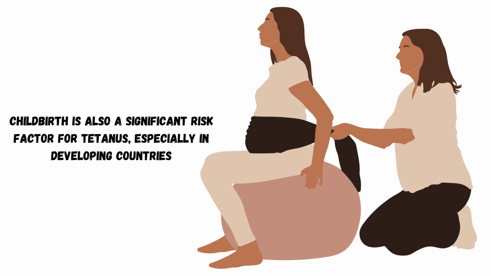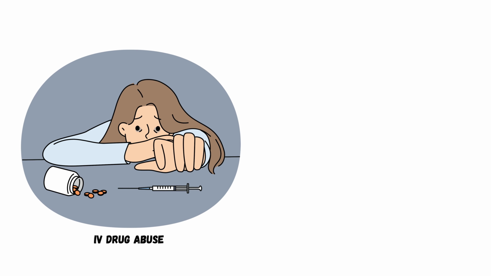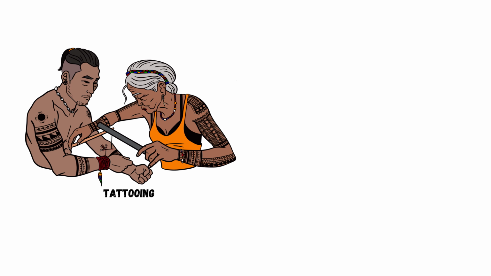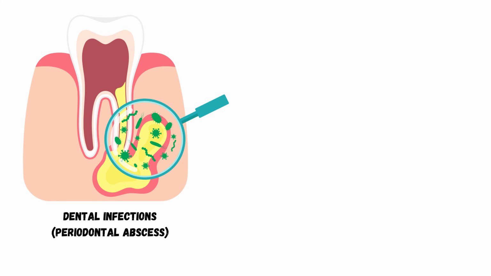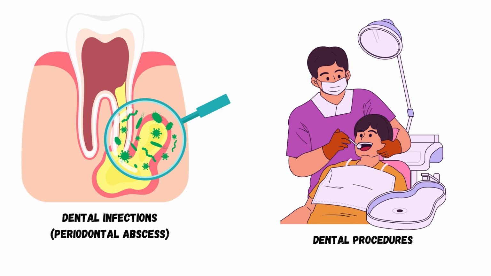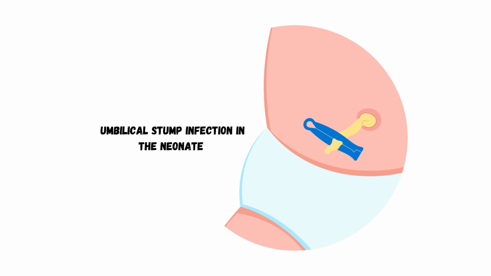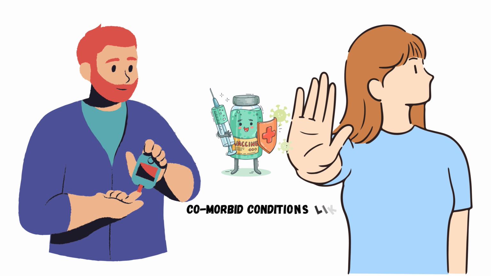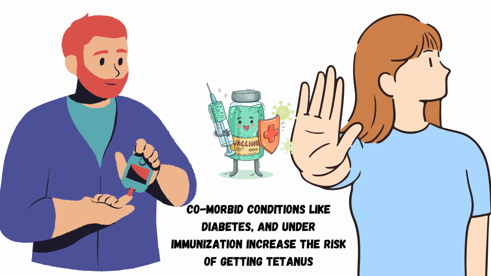Other instances where contamination can occur include the following: intravenous drug abuse, intramuscular injections, tattooing, frostbites, dental infections such as periodontal abscesses, dental procedures such as root canal therapy and tooth extractions, and umbilical stump infections in the neonate. In addition, comorbid conditions like diabetes and under-immunization increase the risk of getting tetanus.